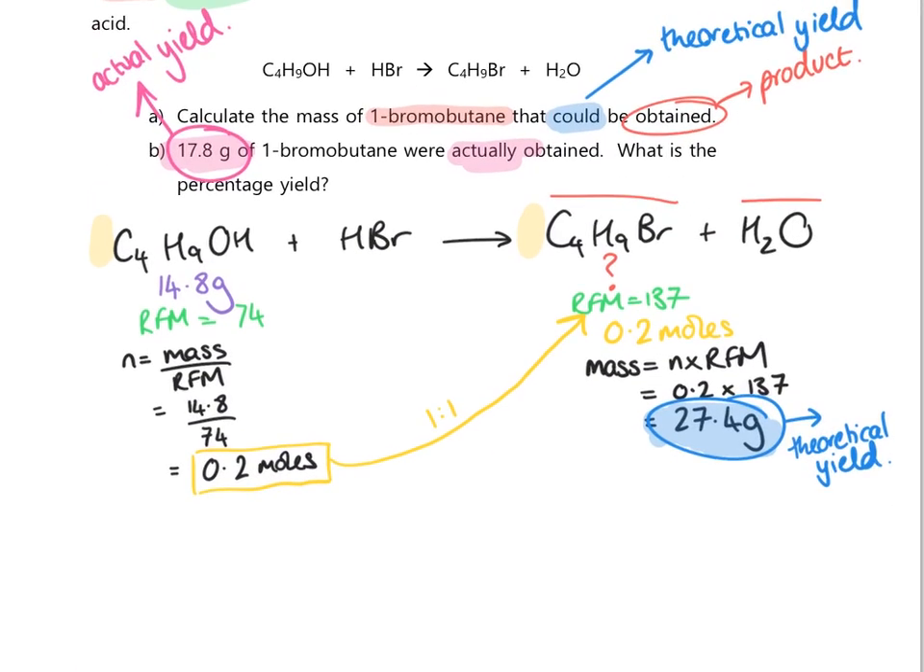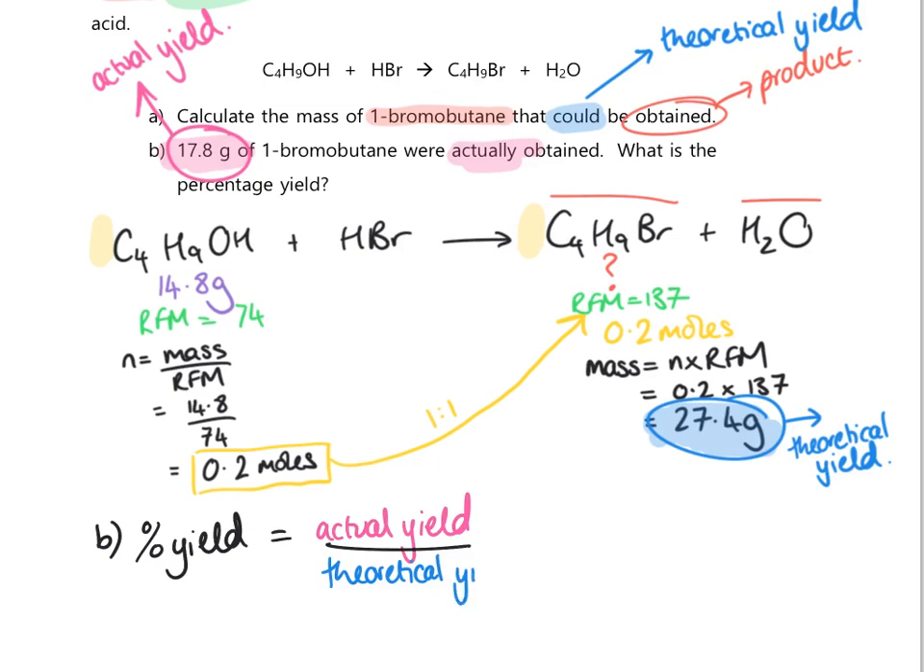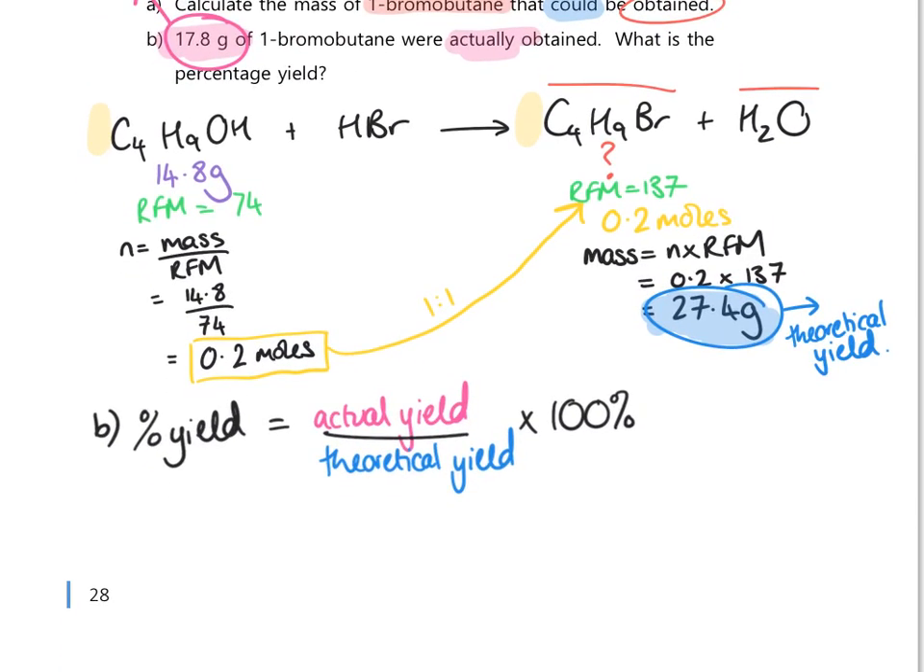So if we then write down below, part B, we're simply calculating our percentage yield. For percentage yield, we need to remember our equation: actual yield divided by our theoretical yield times 100%. So in this example, our actual yield was 17.8 grams from up above here.